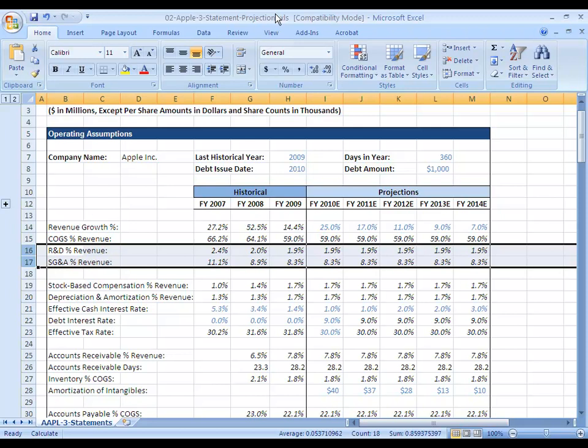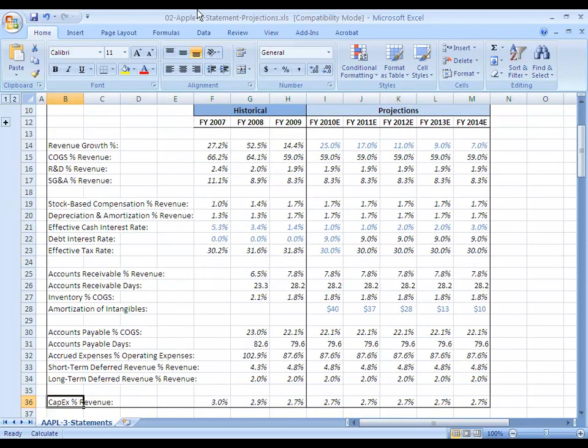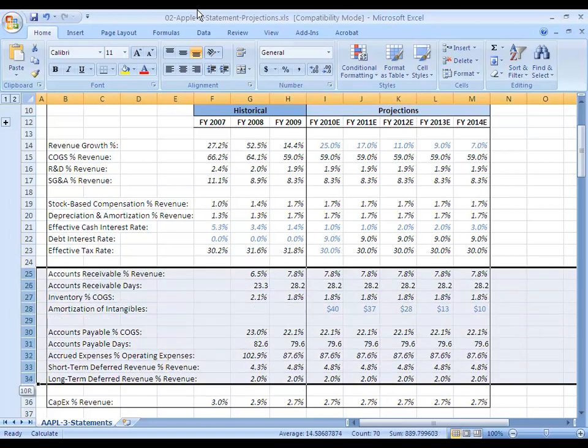Now, another question you can get is how do you project these items on the balance sheet? So accounts receivable, inventory, accounts payable, accrued expenses, deferred revenue, and so on. And for these, in 90% of cases, probably more than that, you actually just do exactly what we've done here. You just link them to revenue, COGS, operating expenses.